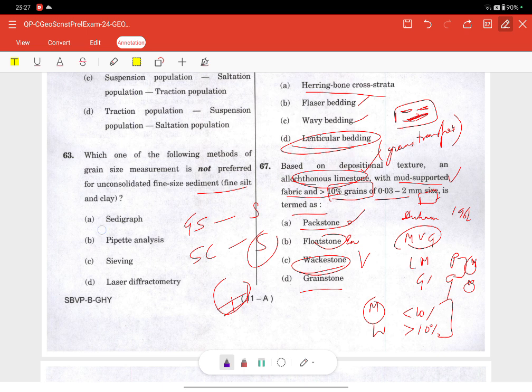The sedigraph uses X-ray attenuation, is based on Stokes law, and is highly accurate for fine silt and clay. Pipette analysis is a classic method, and it measures settling velocity in suspension, and it is widely used for the clay size fraction. Then we have the laser diffractometer. It measures light scattering by particles, is rapid and precise, and is excellent for fine size sediments. So sieving is common and familiar, students over-select it, but fine sediments require settling or optical techniques.